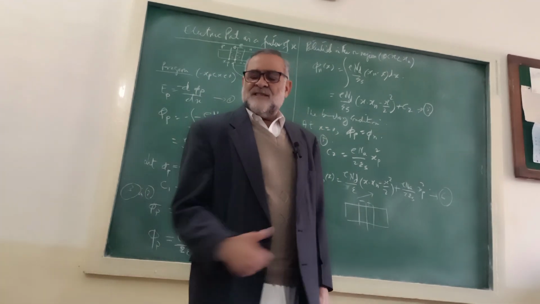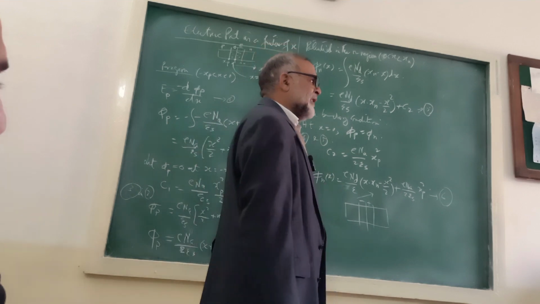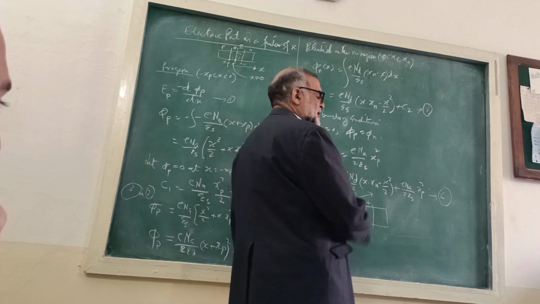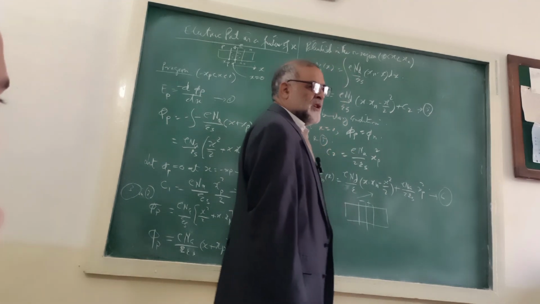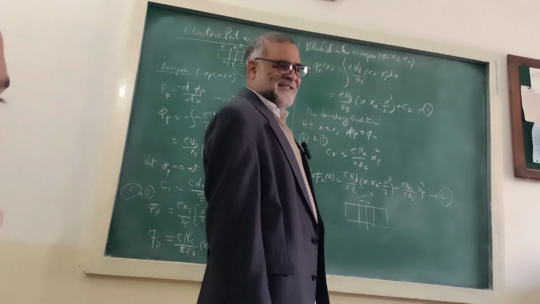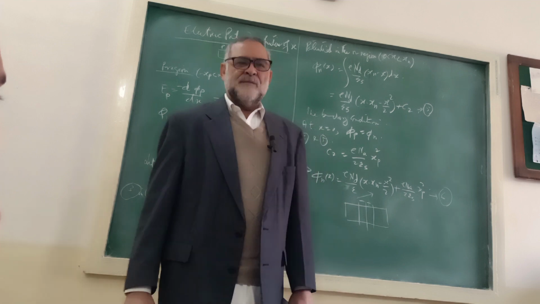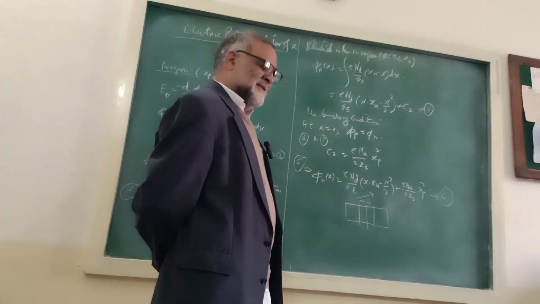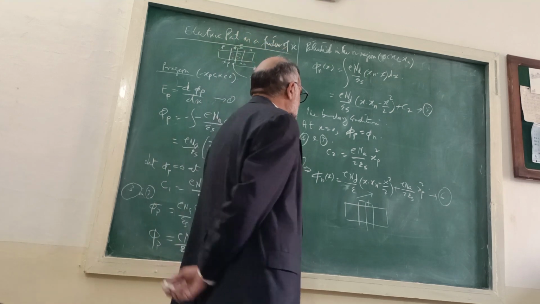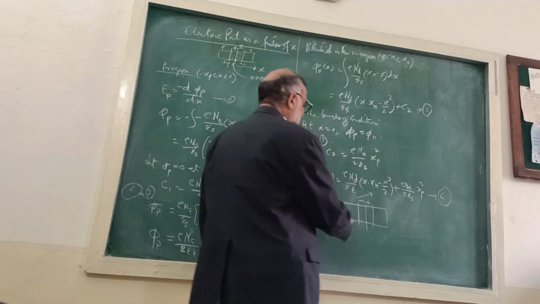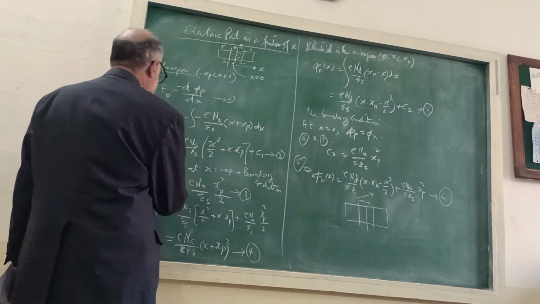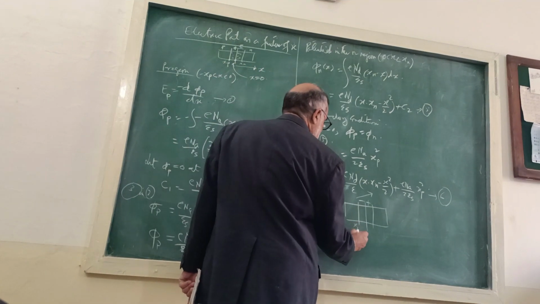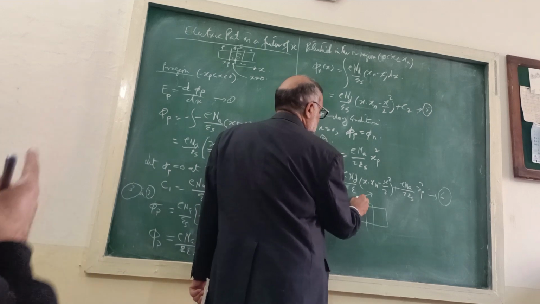Potential increases against the electric field. The electric field stays away, against which the potential increases. So towards the positive charge, the potential increases. So it starts from 0 at x is equal to xp.